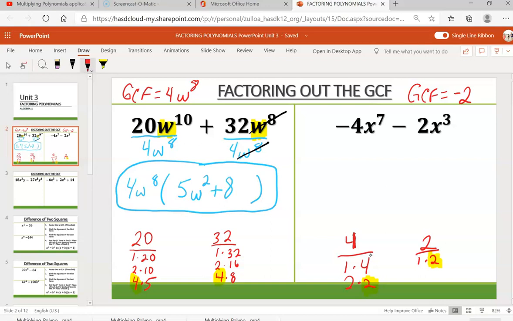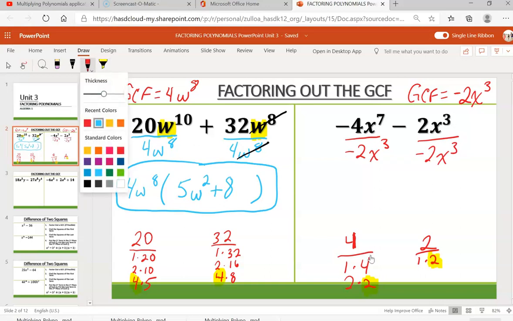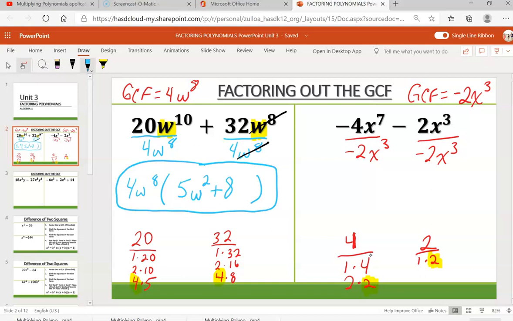Now, again, you're taking a variable. They both have the same variable, x. And you're taking it to the smallest exponent, which is 3. All right. So you take this negative 2x to the third and you start dividing. So negative 2x to the 3.